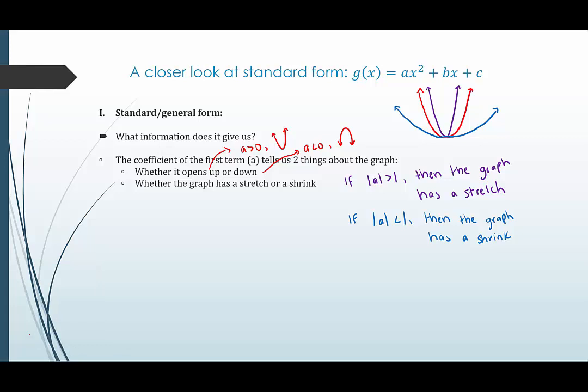Okay, so a is a very powerful number here, and it tells us those two things. Something else we can pretty quickly determine from this form is the y-intercept. The y-intercept, remember, of any graph, that's when you plug in 0 for x.